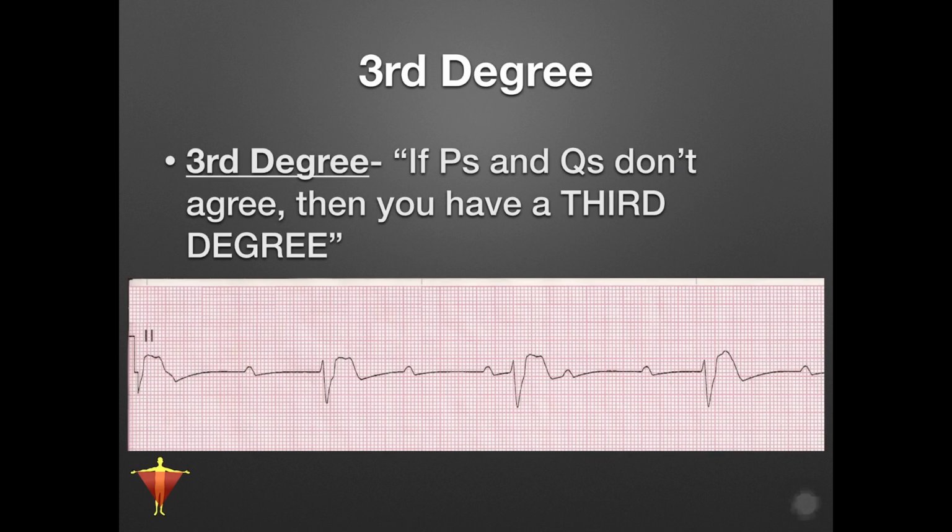This isn't a super long first degree. This means that there's just no correlation going on between the P waves and the QRS complexes. So the QRS complexes are beating at their own slow rate, as you can see there, and that uncoordinated beating of the heart, the top part, the atria, not talking to the ventricles, tells us that this patient is experiencing a third degree block.